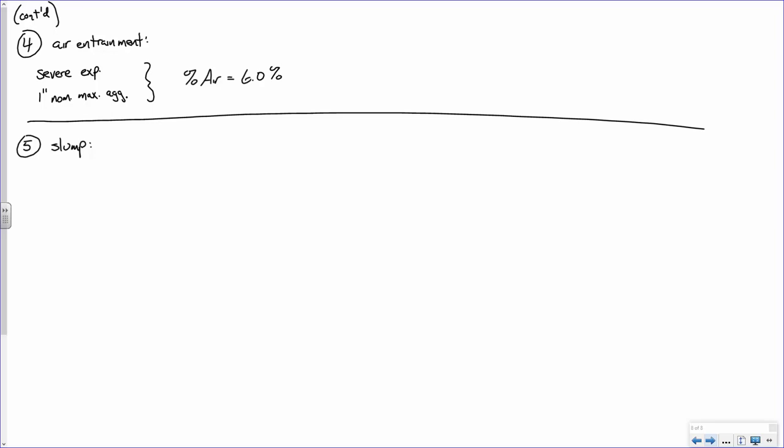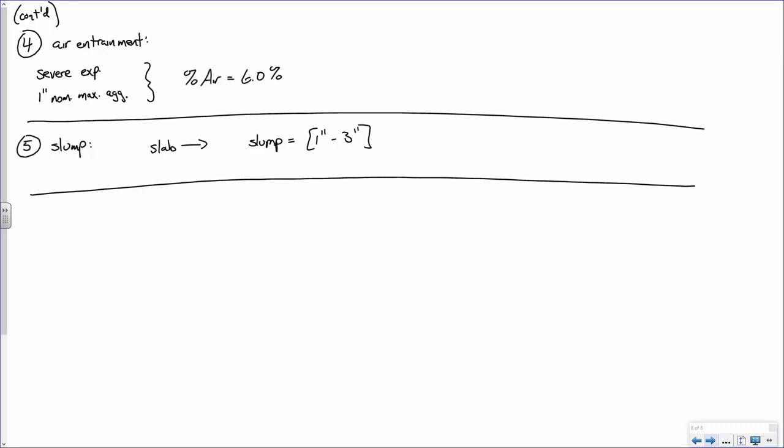So we're going to be using a slump anywhere from 1 to 3 inches, and I'm selecting that based on the fact that we're looking at a reinforced concrete deck, so we're looking at a slab. So for a slab, have a slump somewhere between 1 inch to 3 inches. Pretty simple, right? Okay. Everybody good? All right.